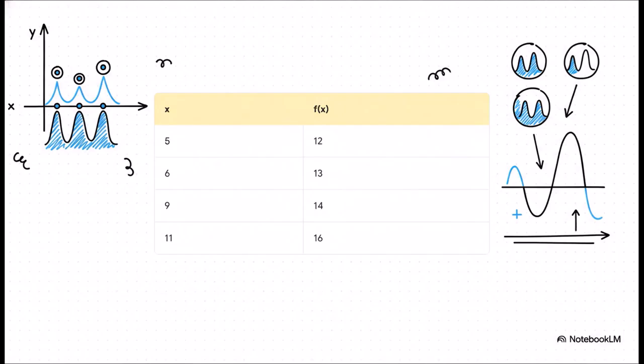Okay, here are the points we're working with. We've got (5, 12), (6, 13), (9, 14), and (11, 16). So our job is to build a scaled helper function for each of these 4 points, evaluate them at x equals 10, and then just add them all up.